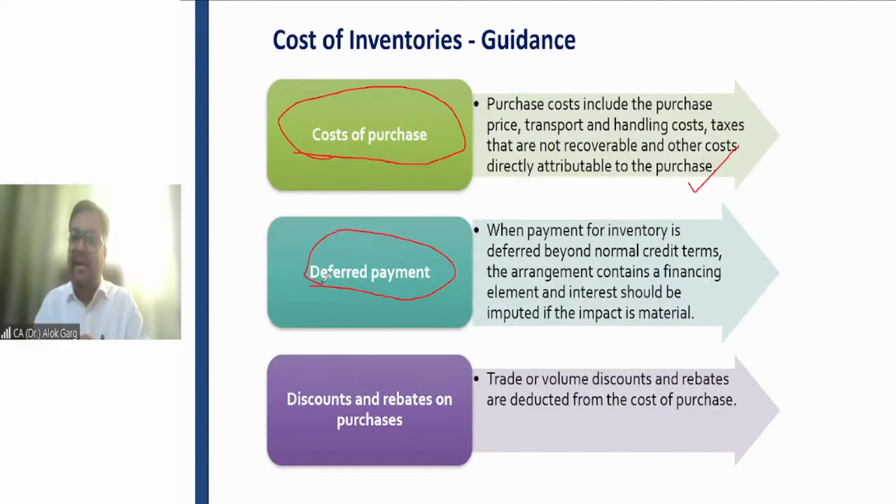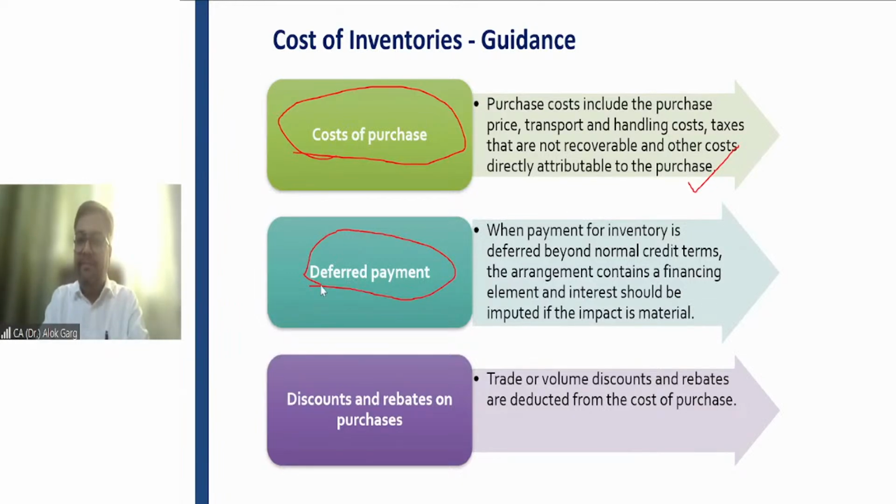So the standard says that when the payment for inventory is deferred beyond normal credit terms, let's say that supplier is giving a credit of 15 days to everyone, it is a normal trade parlance in that industry. But this buyer is asking for a 1 year credit term. So the supplier is demanding extra payment. In that case, that extra is considered an interest cost. That extra should be considered a financing cost, interest cost, and it will not form part of your inventory cost.